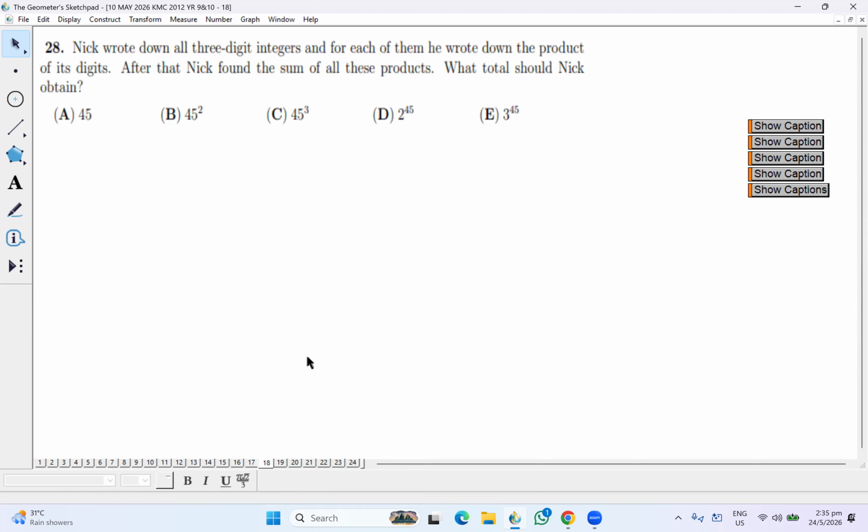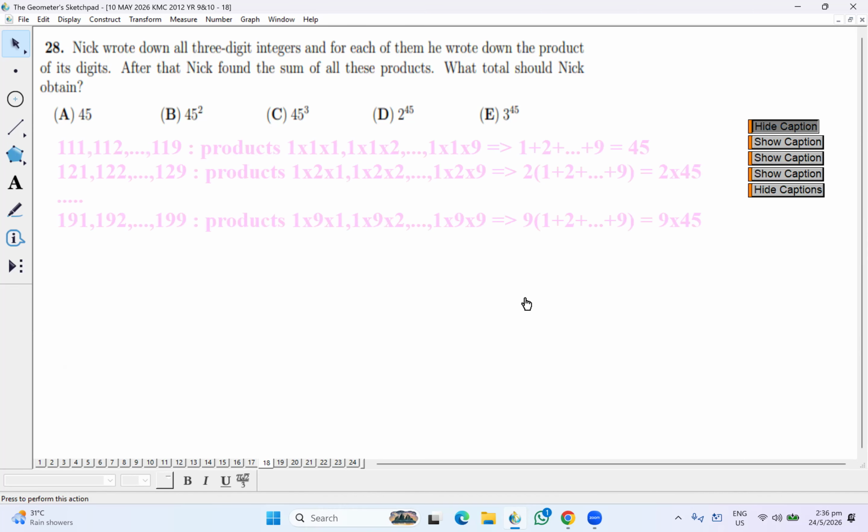Number 18. Nick wrote down all 3-digit integers, and for each of them he wrote down the product of the digits, and Nick found the sum of all these products. So there's a lot of product, and it add up. What total should Nick obtain? So to do this, we must make some order, listing.